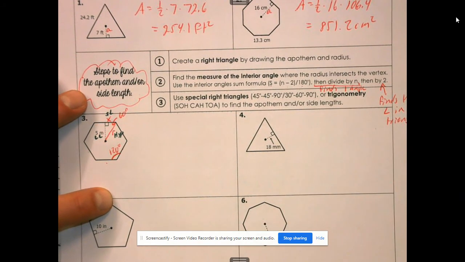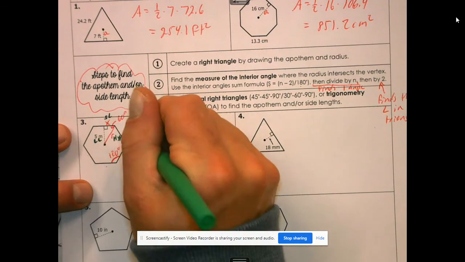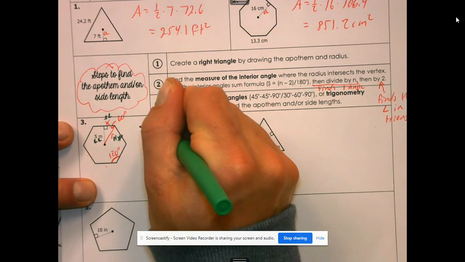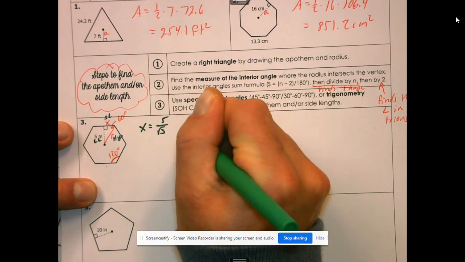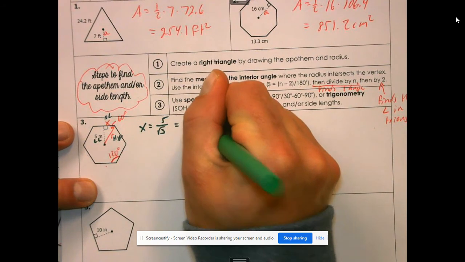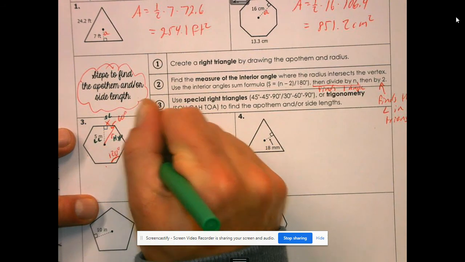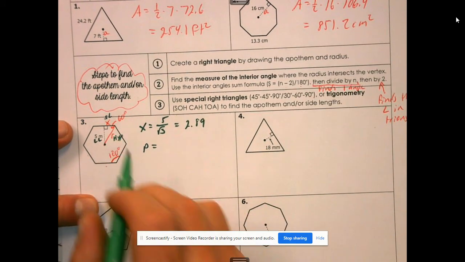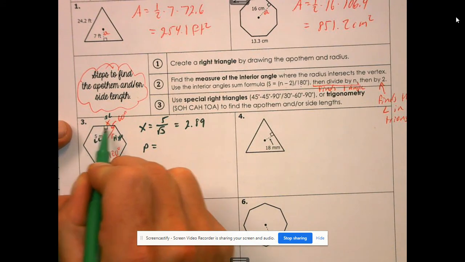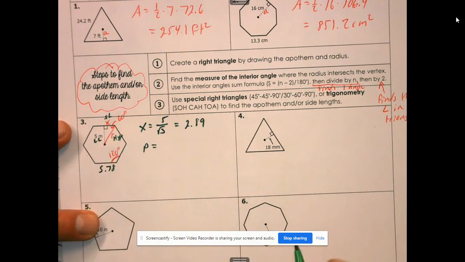So when we do that, to find x, we take our long leg 5, divide by square root 3. That comes out to be 2.89. Now, for the perimeter, now remember this. We got the apothem, we still need perimeter. So this little piece right here is 2.89, but I got to times that by 2 to get that entire segment down there. And when I do that, that comes out to be 5.78.